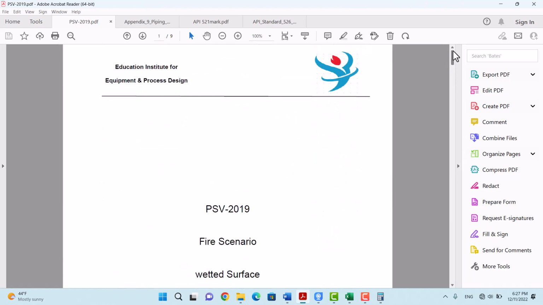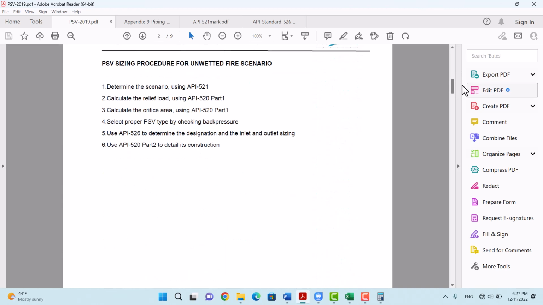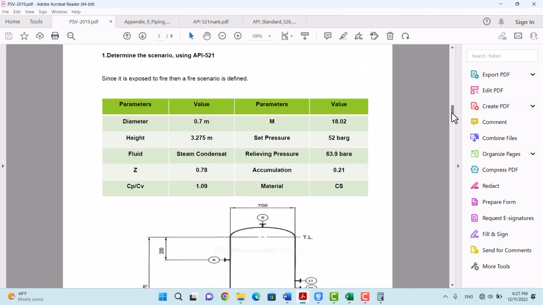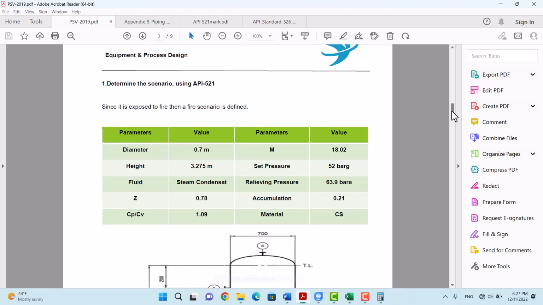Now, let's have a review of what we have done. In the first step, we determined that since there is a possible exposure to fire, and since there was a reactor near these vessels, a fire scenario should be defined. And since the fluid inside the vessel was a mixture of steam and condensate, we followed the equation for wetted surface area for calculation of relief load and effective orifice area.